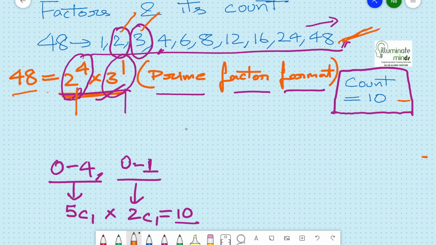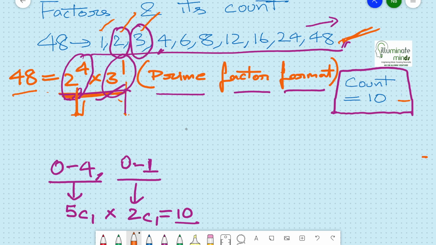Now when we write this number in this format, we need to understand that the power of 2, this block 2 to the power 4, will provide me 5 choices. The 5 choices are 2 to the power 0, 2 to the power 1, 2, 3, 4. Similarly, this block provides me with 2 choices, 3 to the power 0 and 3 to the power 1. If I combine any of these two, I will get a new factor for the number 48. Let's say if I combine 2 to the power 0 with 3 to the power 0, what will I get? I will get the number 1, which is one of the factors for the number 48. Similarly, when I combine 2 to the power 1 with 3 to the power 0, I will get number 2. And 2 to the power 0 with 3 to the power 1, I will get number 3.